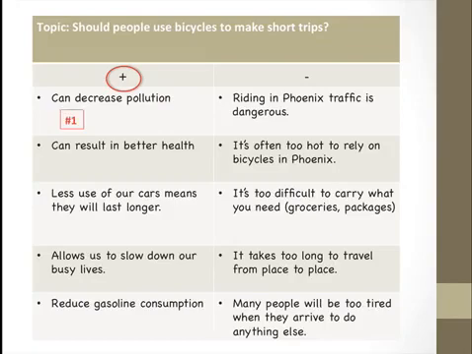Then I've decided that my strongest argument is number 1, that bicycling can decrease pollution. We have a lot of pollution here in Phoenix from cars, particularly during the winter months. And so I've said number 1 is my strongest argument. I've said reducing gasoline consumption is number 2 on my list of arguments. And I think my third strongest argument is that biking can result in better health.